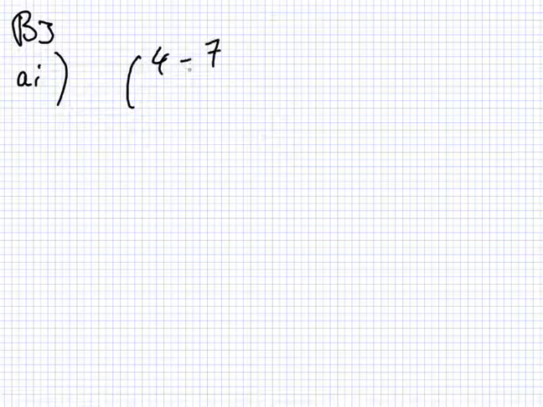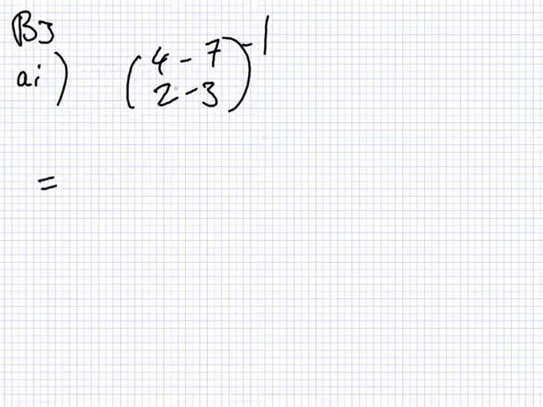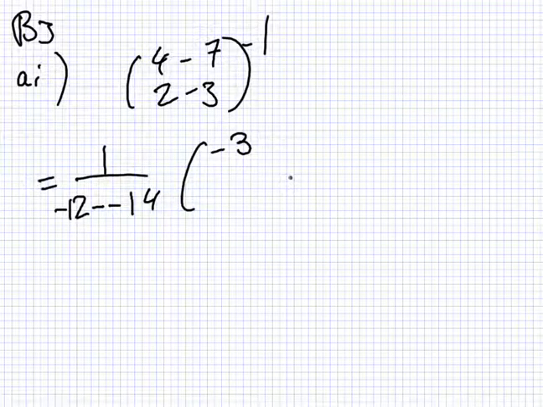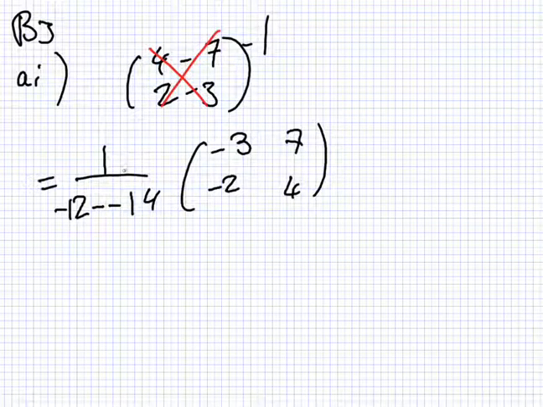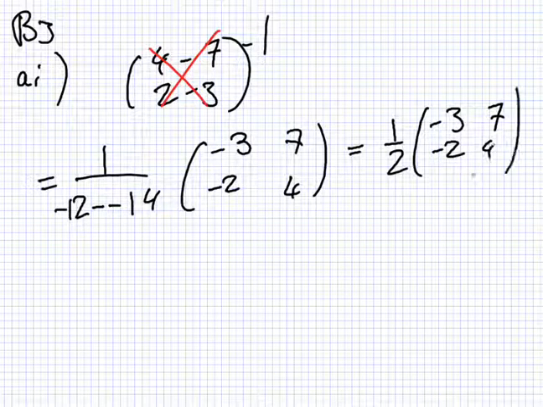Right, first one is nice and easy. We want the inverse of the matrix [4, -7; 2, -3]. So this will be 1 over (-12 + 14) times [-3, 7; -2, 4]. Did I write that down right? Yeah. So that's -12 and then +14, so that is 1 over 2 times [-3, 7; -2, 4]. That's the first part done.